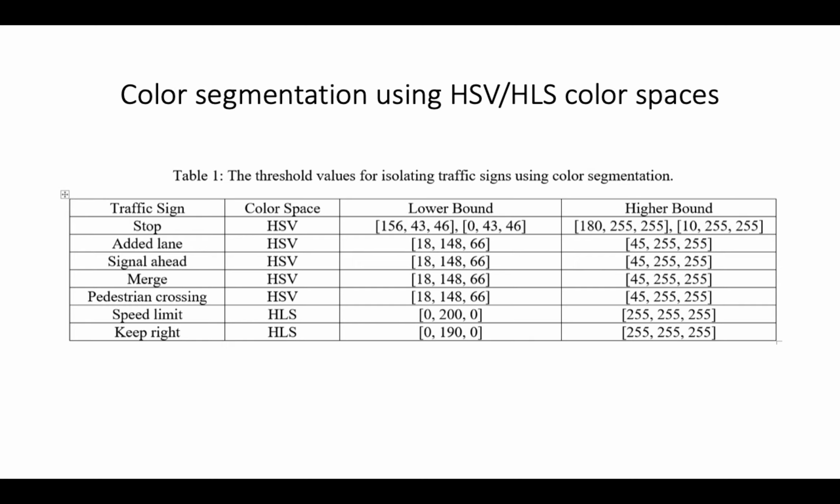The color segmentation step is done in HSV and HLS color spaces. HSV separates the image intensity from the color component and thus is preferred to RGB color space, and is used for stop, added lane, signal head, merge, and pedestrian crossing. For speed limit and keep right signs, since the majority of the space is filled with white color, I choose HLS color space, where the L, or lightness, best represents white color in the image.